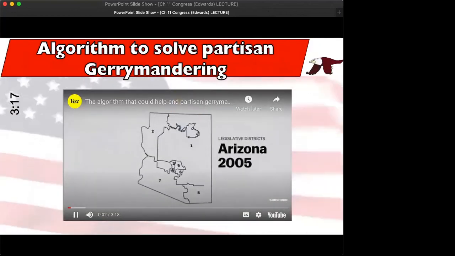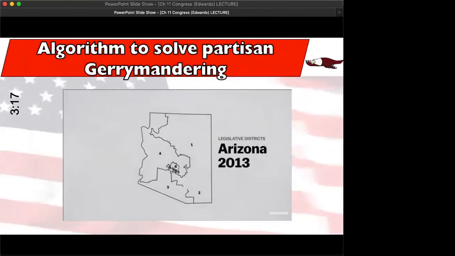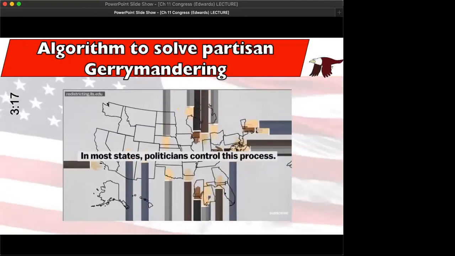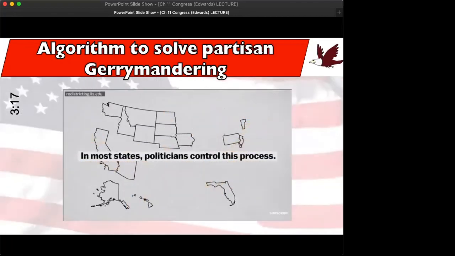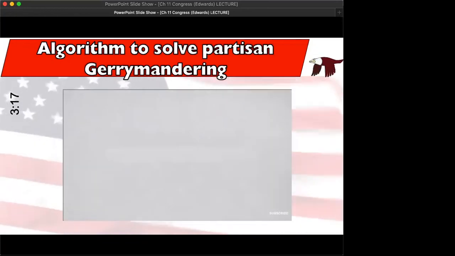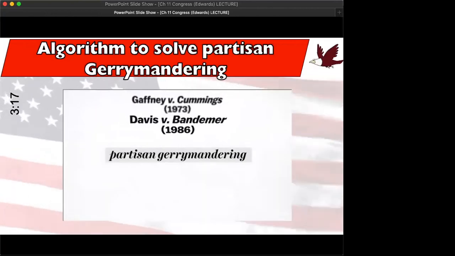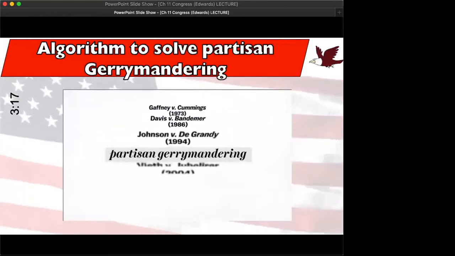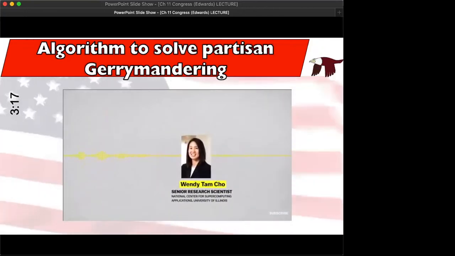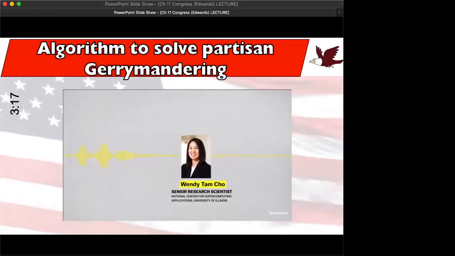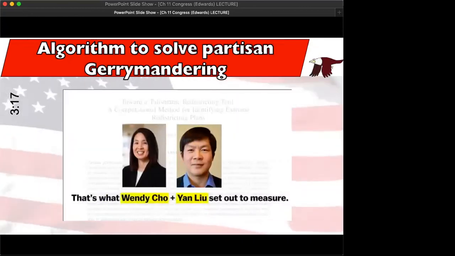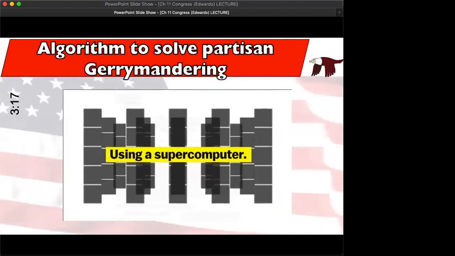Every 10 years after the census, states redraw the borders of their legislative districts. In most states, politicians get to control that process, and if they're clever about how the districts are drawn, they can make it easier for their own party to win more of them. It's called partisan gerrymandering, and it's bad for democracy, but the Supreme Court hasn't intervened in decades. The Supreme Court has yet to settle on a standard or definition of political fairness. They just simply don't want to declare a partisan gerrymander without some way to measure them. That's what Cho's research team is trying to fix with a supercomputer.